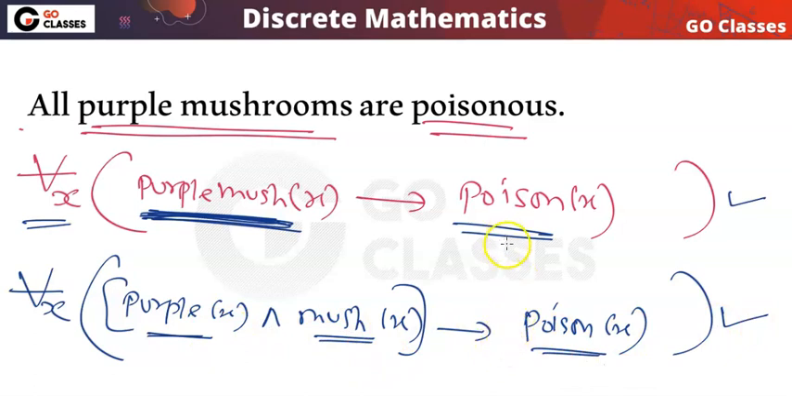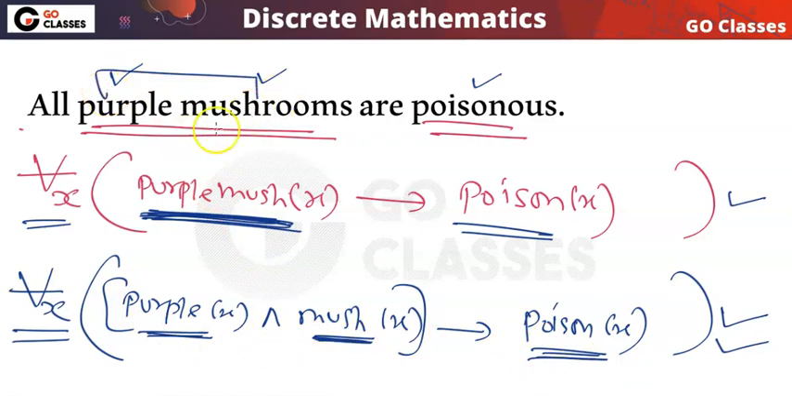So it depends on the predicate. If purple predicate, mushroom predicate, and poisonous predicate, three predicates are given, then this expression is correct. Because this expression is saying that for all x, if it is purple and mushroom, then it is poisonous. And similarly, if the purple mushroom predicate is given, then you can use this expression. For all x, if it is purple mushroom, then it is poisonous. So it depends on the predicate. What predicate is given to you, depending on that you can write the expression.